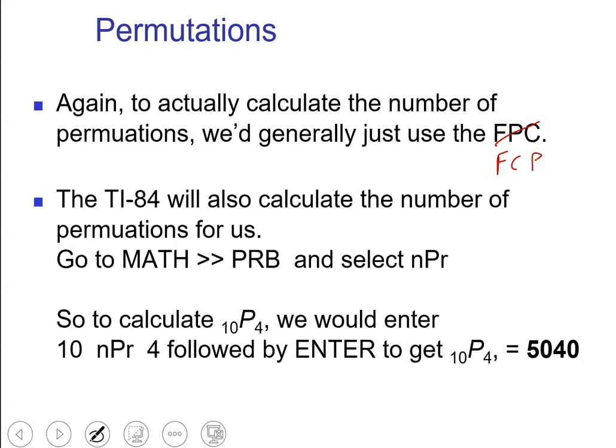The TI-84 will also calculate the number of permutations for us. If you go to Math, PRB, which stands for probability, and then select nPr, you will literally see that in your calculator. And I'm going to pull up my calculator here in just a moment so I can show you this. So to calculate 10P4, we would enter 10 nPr 4, followed by enter. And we should get this.